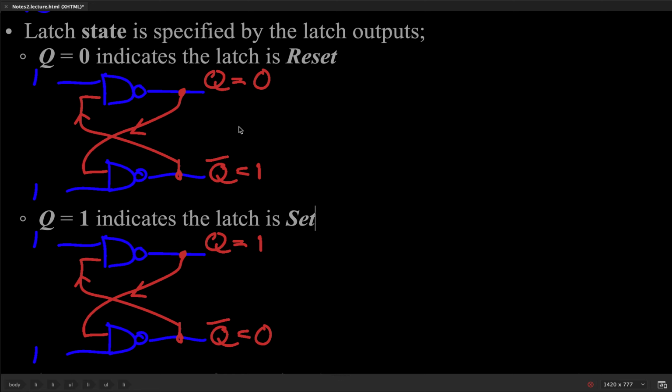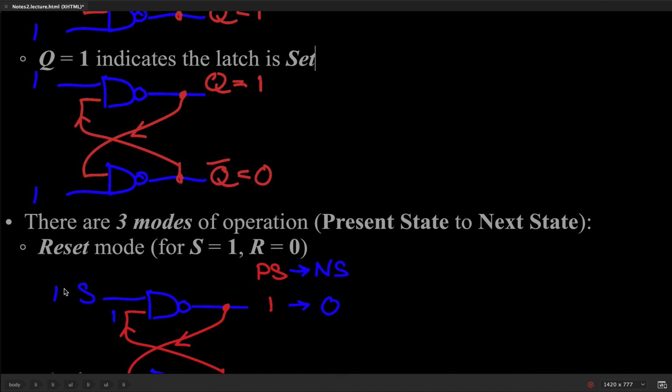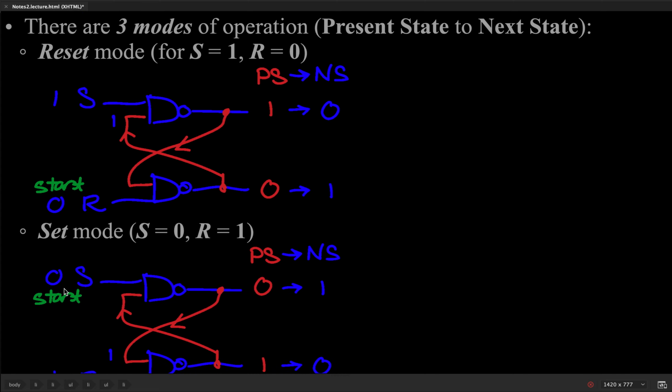Now there's something about these two circuits that should bother you. Notice that the outputs are identical, but they are not identical, they're the opposite, but the inputs are identical. How can this happen? Well, we'll find out. There are actually three modes of operation of the latch. In other words, to convert a present state, the present value of the latch, to another value, or the next state. Let's consider the reset mode.